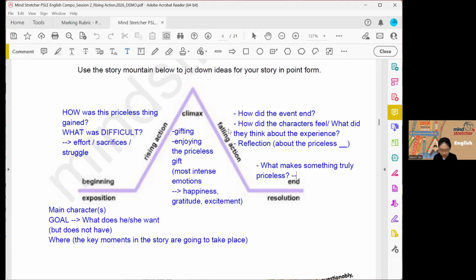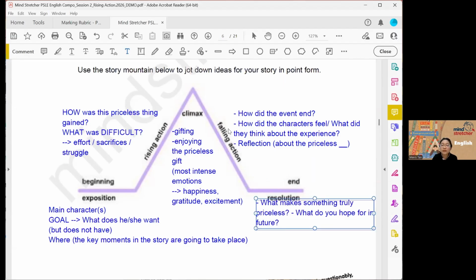What do you hope for in future? Okay? So you don't say, oh, I want more priceless things in future. No. In future, when you are thinking about the value of something, are you going to rethink what makes something priceless? Maybe in the past, you thought that something priceless has to be expensive, but then you realize perhaps it doesn't have to be. And you'll pay attention to the small, seemingly ordinary moments in life and be grateful for them.